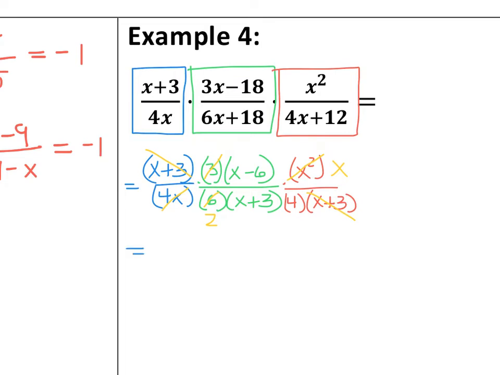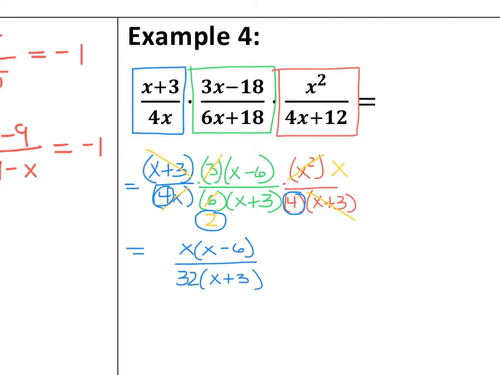And now we're going to button everything back up here. What's remaining? So in the numerator, I have an x times an x minus 6 left. And in the denominator, I have a 2 times 4 would give me... Actually, no, I'm sorry. I have this 4 as well. So I've got 4, 4, and 2. That's going to give me 32 times x plus 3 in the denominator.